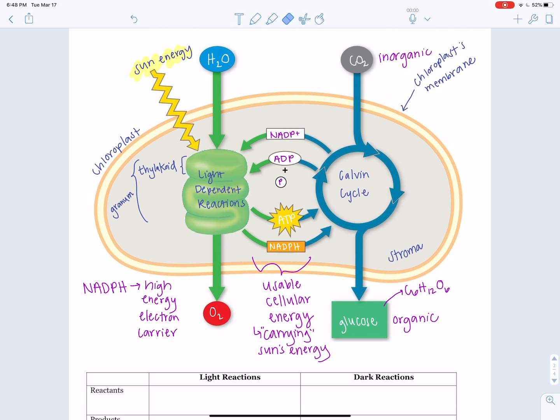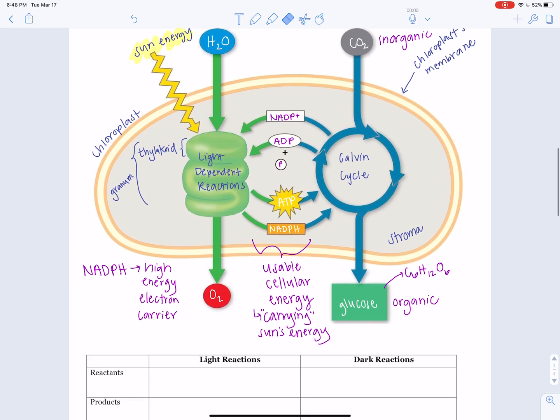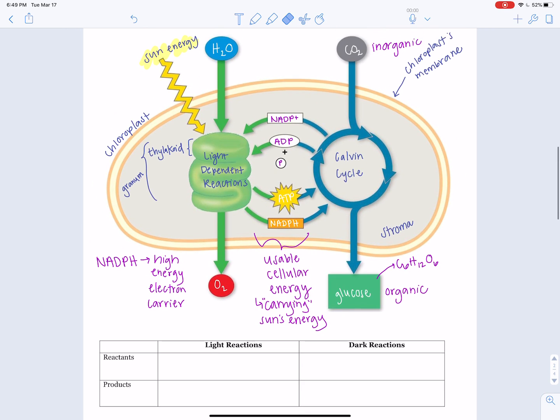When you look at this, I want you to constantly be asking yourself, where's the energy? Where is the sun's energy? And what does that sun's energy allow the chloroplast to do? It allows it to take that inorganic carbon dioxide and convert it into organic glucose that the plant can use for structure, to increase its biomass, and to make ATP by being broken down in cellular respiration. With that, I would recommend that you summarize these things.